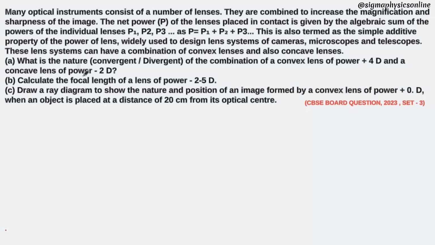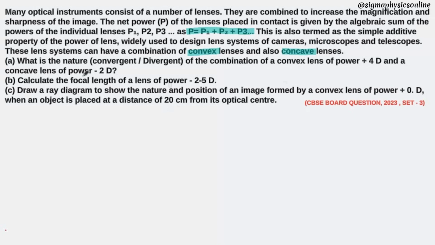Now let's see what today's question is. It's a question from the light chapter and it reads like this: many optical instruments consist of a number of lenses. They are combined to increase the magnification and sharpness of the image. The net power P of the lenses placed in contact is given by the algebraic sum of the powers of the individual lenses P1, P2, P3, as P is equal to P1 plus P2 plus P3 and so on. This is also termed as the simple additive property of the power of lens, widely used to design lens systems of cameras, microscopes and telescopes. These lens systems have a combination of convex lenses and also concave lenses.